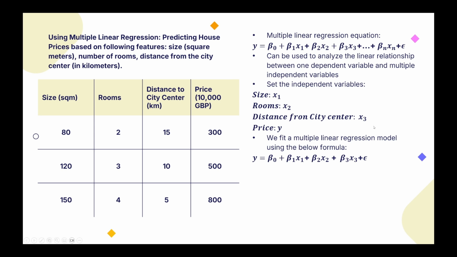Now, let's move to multiple linear regression, which extends simple linear regression to more than one independent variable. For instance, predicting house prices based on size, number of rooms, and distance from the city center. Here's a dataset with these features and their corresponding house prices. We can use this data to build a model that predicts house prices based on these factors.